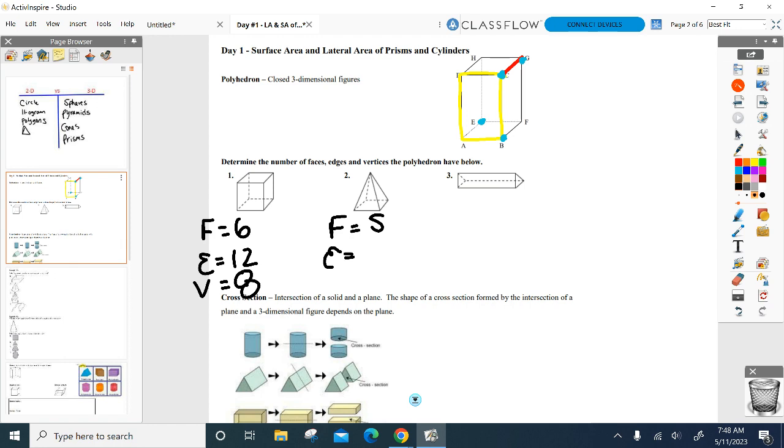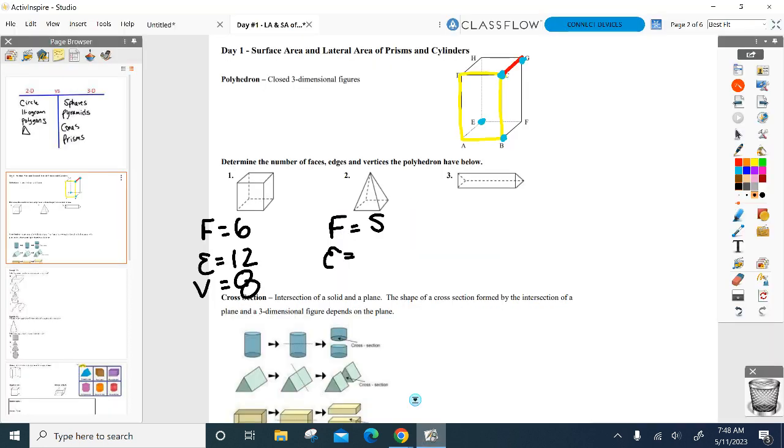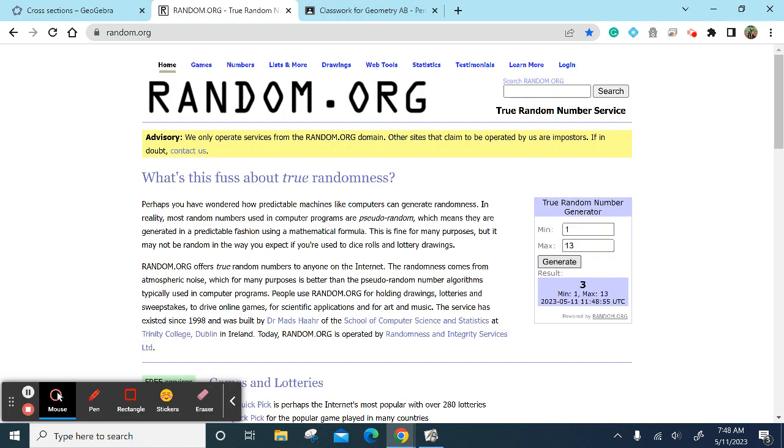Edges. How many edges on this polyhedron? I got 8. Sound confident. Yes, 8. And then how many vertices on this pyramid?